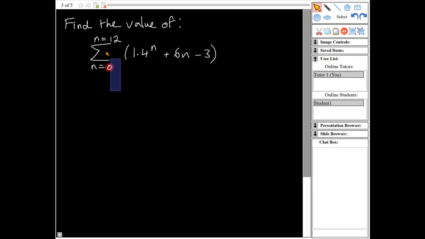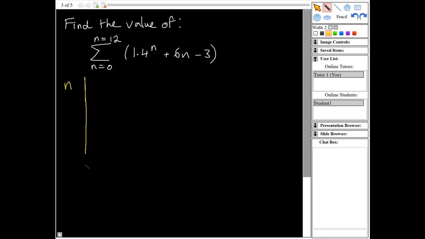So this notation here, the sigma, that large letter, means the sum. So it means the sum between the value of n is 0 and n is 12 of the rest of it, this part here. What I'm going to do is separate those out piece by piece and explain what's going on. So we're going to have a little table here.